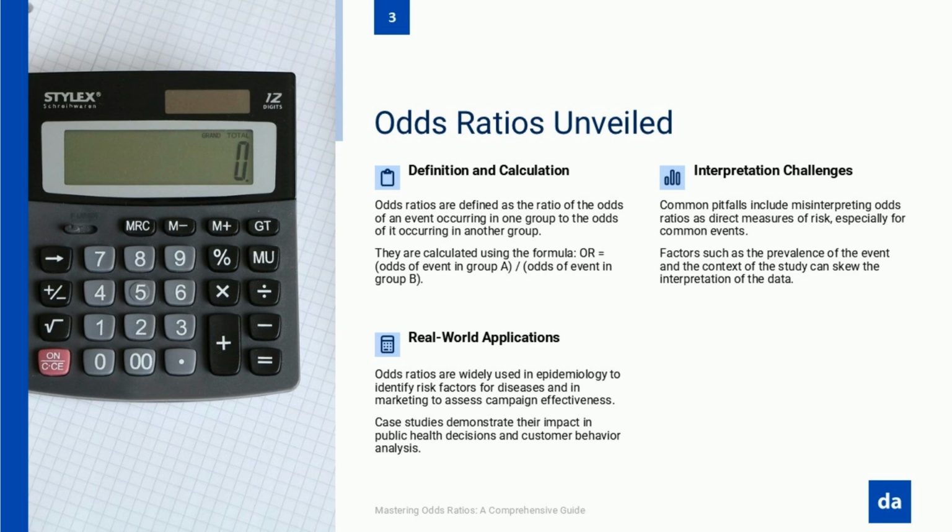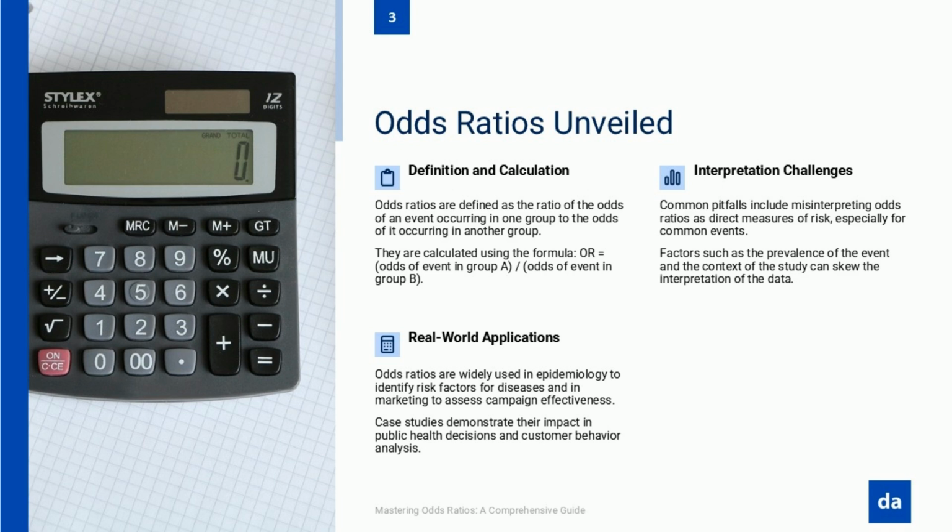The mathematical formula for calculating odds ratios is straightforward. OR equals (odds of event in group A) divided by (odds of event in group B). This elegant equation encapsulates a wealth of information, enabling us to quantify the strength of associations between variables. Let's walk through a step-by-step example to illustrate how this works in practice.